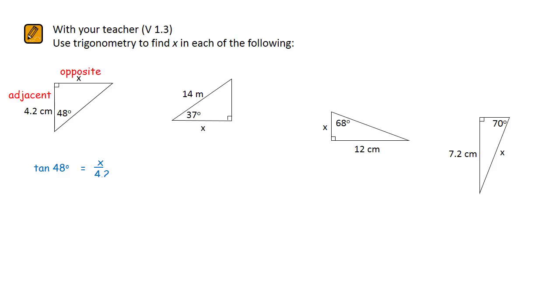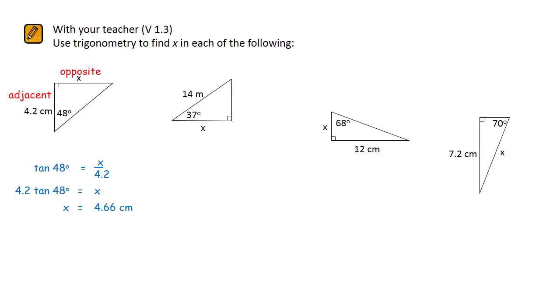Now we need to change this round until we get x equaling something. At the moment it's x divided by 4.2, so we have to do the opposite of dividing by 4.2, which is multiplying by 4.2. Multiply both sides by 4.2. We'll have 4.2 times the tan of 48 equals x. Now I can get out my calculator and find out 4.2 times the tan of 48. Find our answer is 4.66.